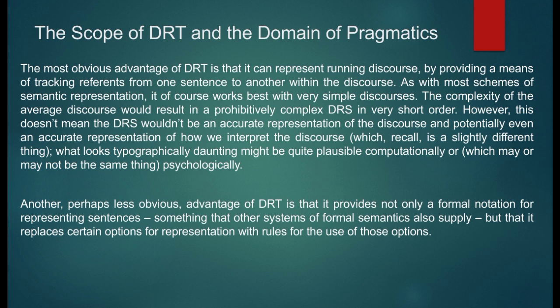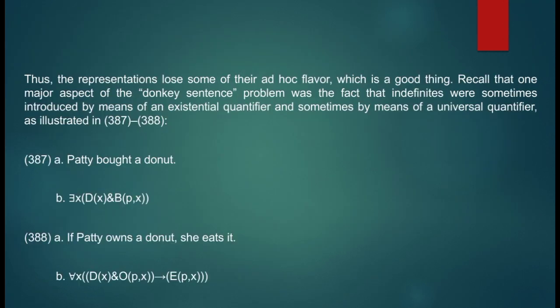What looks typographically daunting might be quite plausible computationally, or which may or may not be the same thing, psychologically. So another, perhaps less obvious advantage of DRT is that it provides not only a formal notation for representing sentences, something that other systems of formal semantics also supply, but that it replaces certain options for representation with rules for the use of those options. Thus the representations lose some of their ad hoc flavor, which is a good thing.